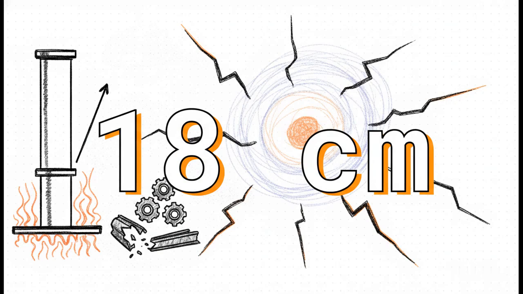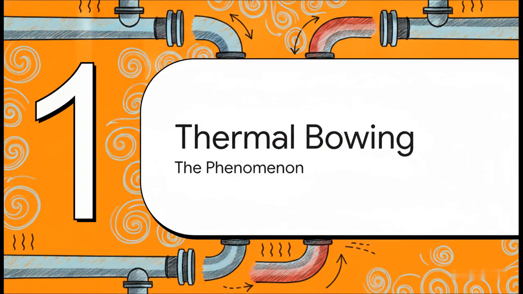When physical forces of this sheer scale just suddenly manifest in a rigid system, they inevitably lead to catastrophic industrial failures. So what exactly is this hidden force? And why does it manage to catch even the most seasoned engineers completely off guard? Let's look at Section 1, the thermal bowing phenomenon.